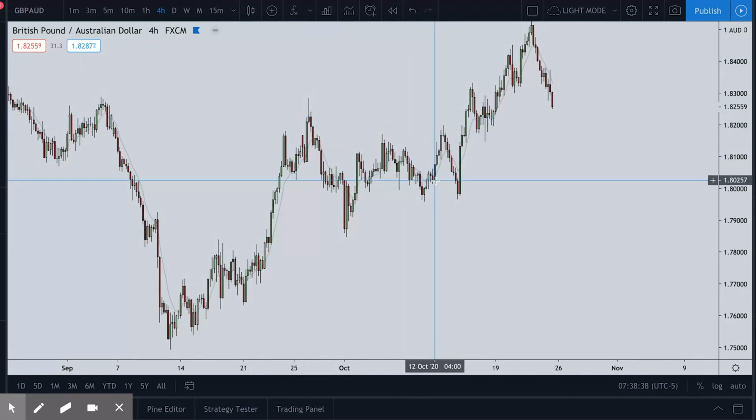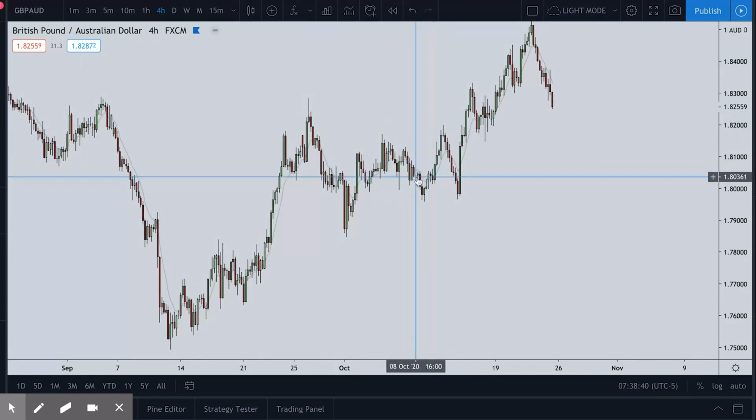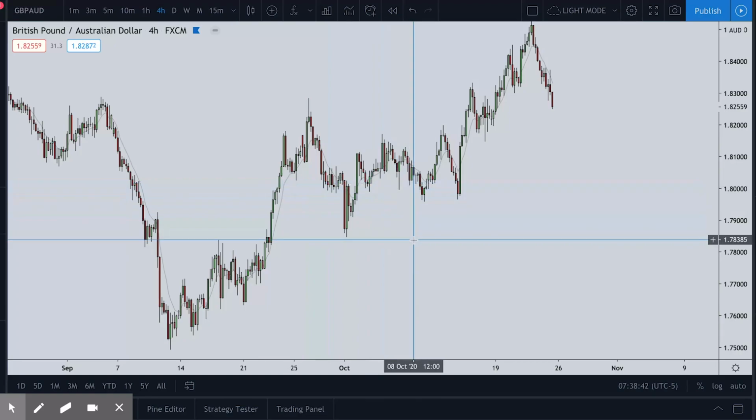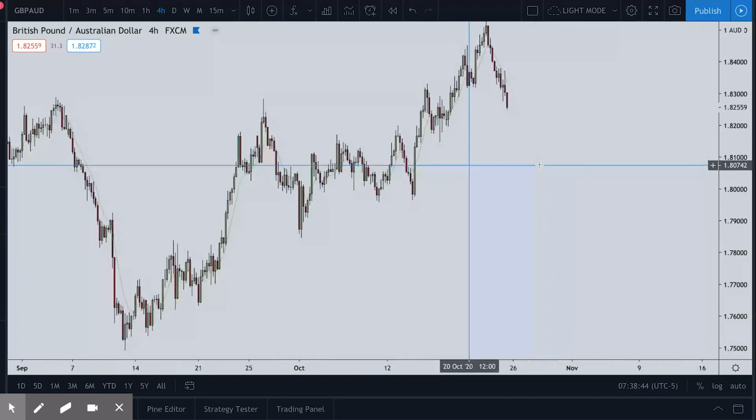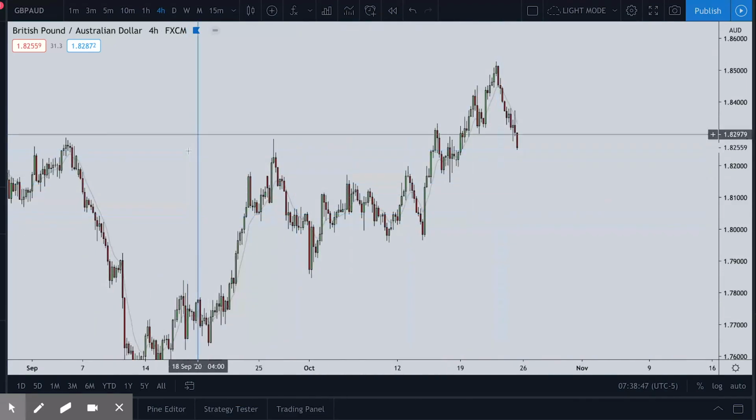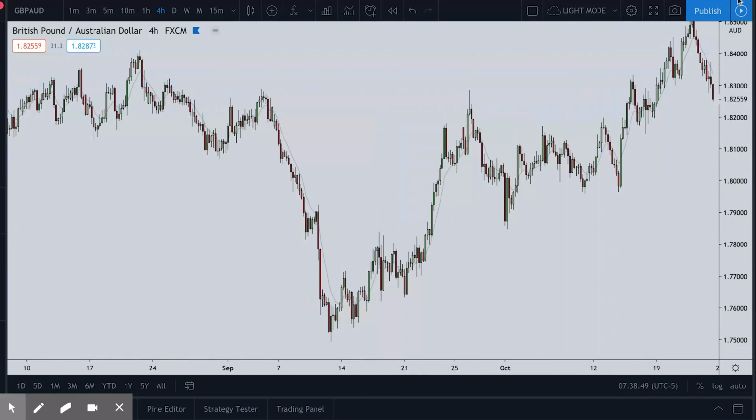Now, what we're going to talk about now is how you can trade some of this accumulation and distribution. And to do that, we have two types of schematics. I'm going to dig into each of them and show you exactly how they work.